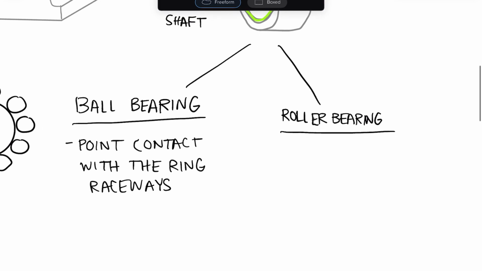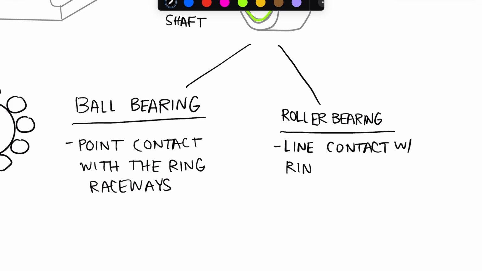In contrast to that, a roller bearing is going to have line contact with the ring raceways.